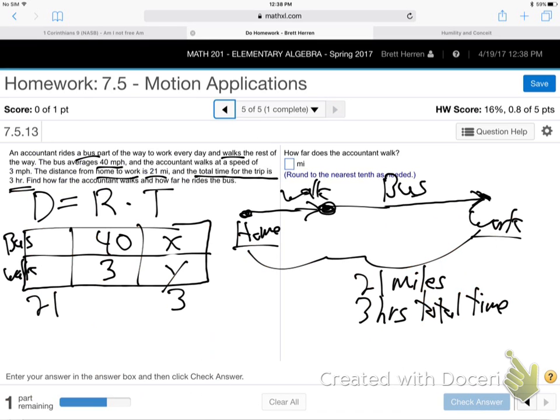Okay, I've got 4 boxes. What do you do once you've got 4 boxes? How do I get these front D boxes? Multiply, right? Remember, distance equals rate times time? So this will be 40 times X, 40X. 3 times Y, 3Y. Is that good? Isn't that how we always do it once we have 4 boxes? Multiply. Now, how many letters do I have? 2. What does that mean I need? 2 equations. Here's your first one. Here's your second one. Those totals.